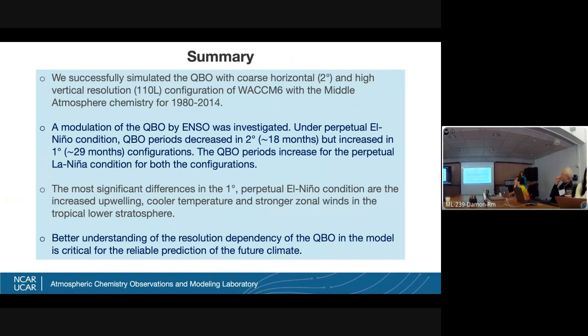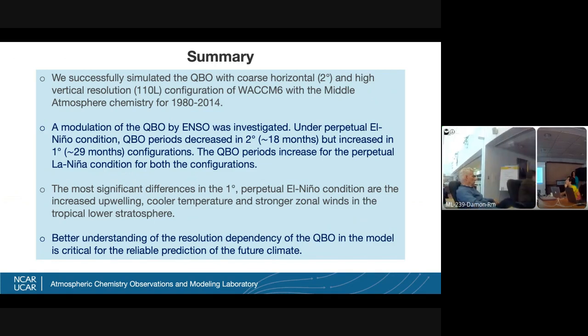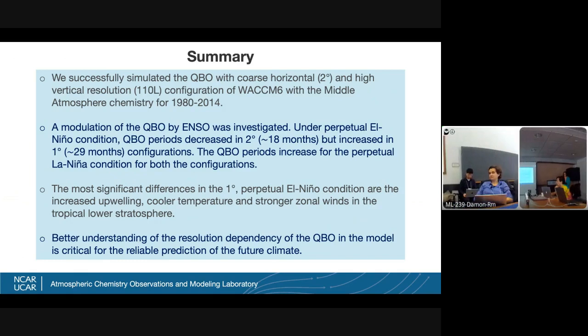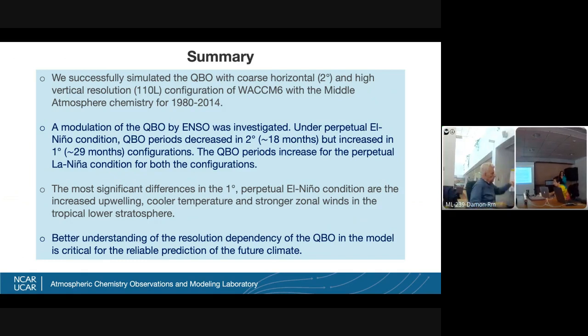So this was a fun experiment using the 2 degree version of WACCM 6, similar in the QBO. The QBO looks reasonable. And we tried to understand the difference between the El Nino case in 2 degree and 1 degree. We don't understand fully, but we made some progress. There's more work to do. And we're excited to have this model configuration we can use for more climate studies in the future. Okay, that's it.